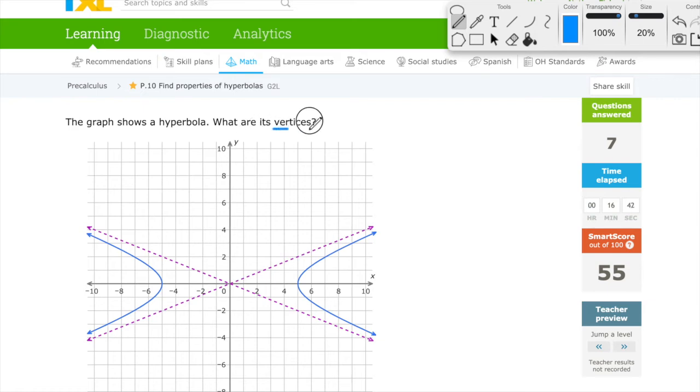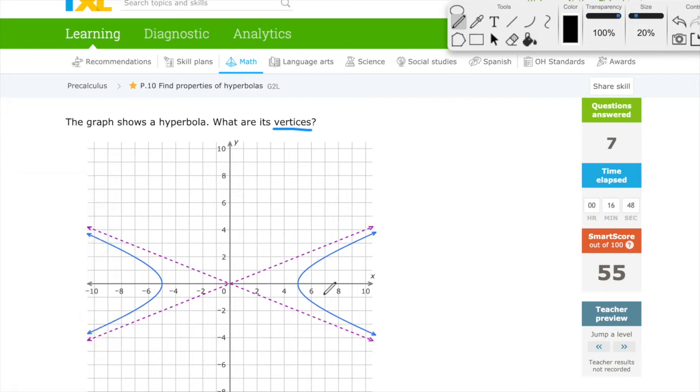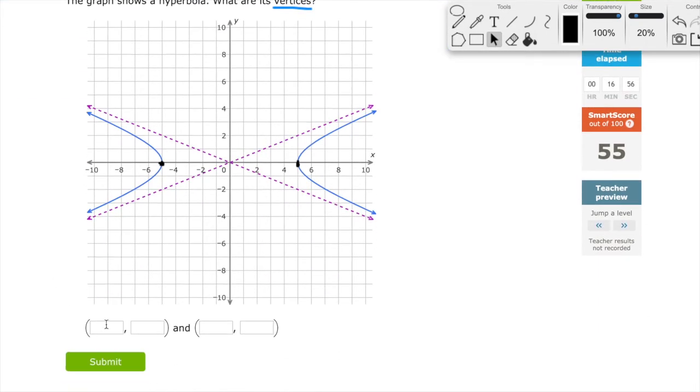Alright, we're looking for vertices again. Let's change colors. Remember that the vertices are the minimums or maximums, or if it's on its side like this, the turning points. So I'm just asked for those coordinates. In this case, both y values are 0. If you notice, they're not up or down at all. But one is at -5, 0, and the other is at 5, 0. So I'm just counting coordinates here.